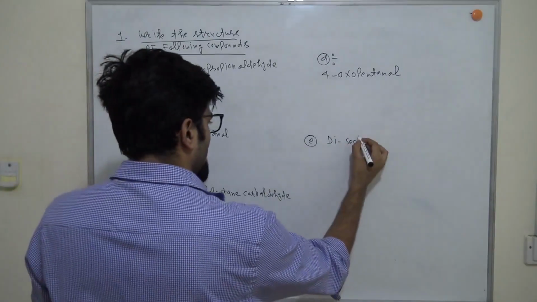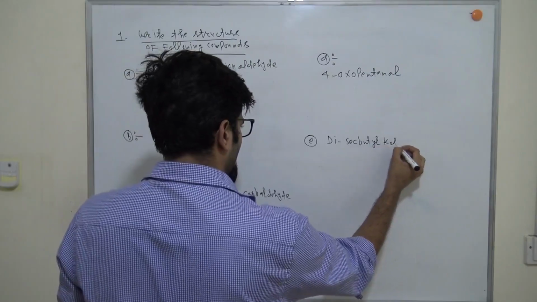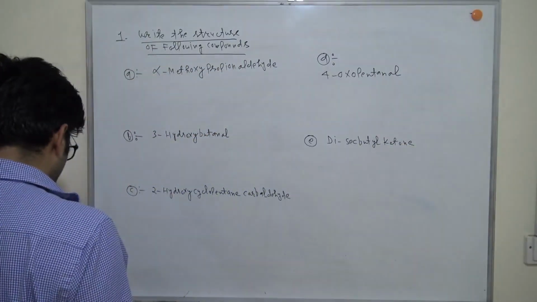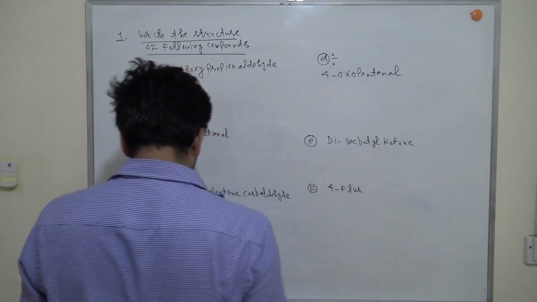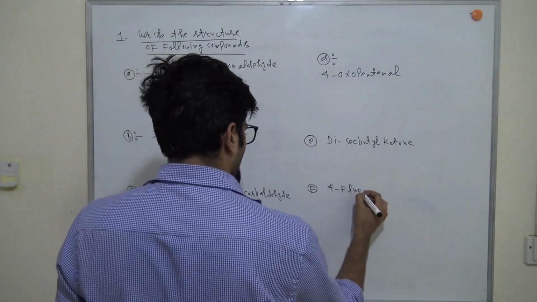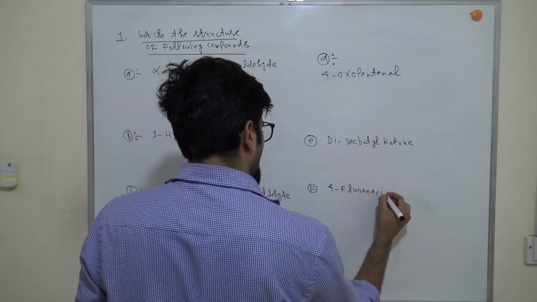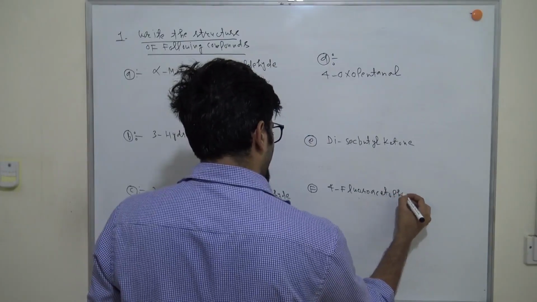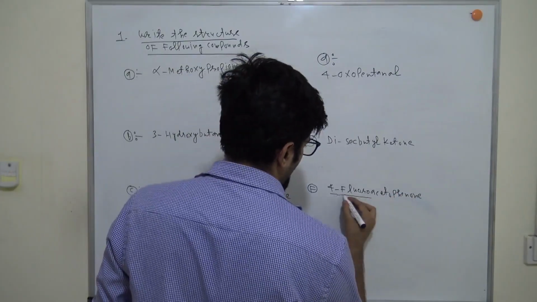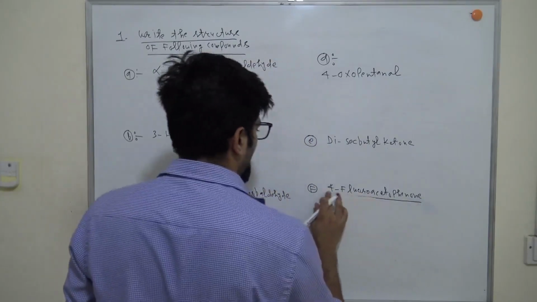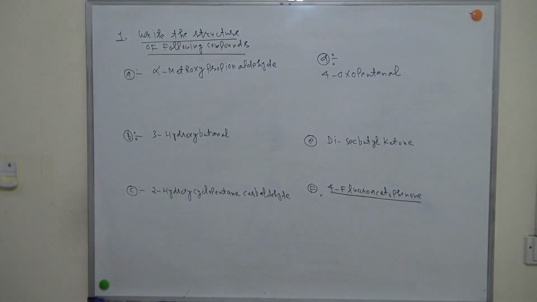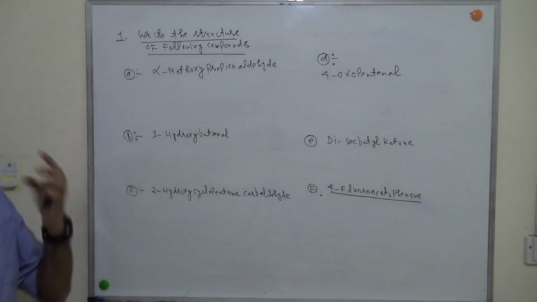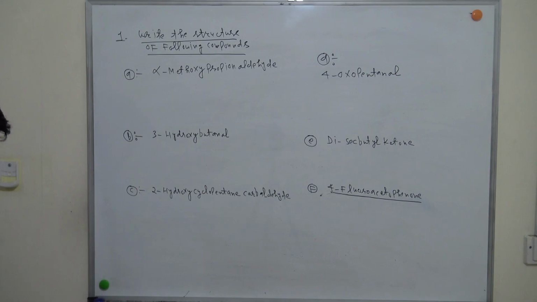The fifth one is secondary butyl ketone. And the sixth one is 4-fluoroacetophenone. So we have to name them. I'm giving you certain time. First of all, think about it and write the structures, and then I'm writing, and then you tell me and check your answers.